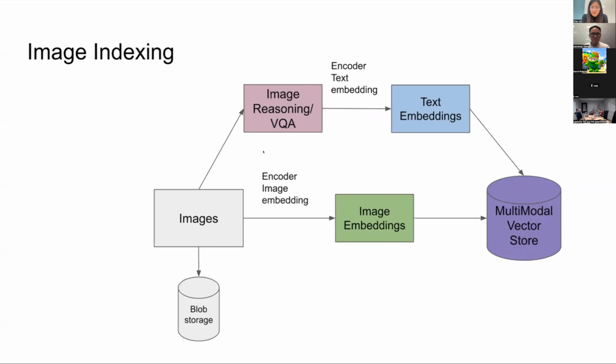You can also use an image embedding model to generate a native image embedding and put that into a vector store. We won't cover that today, but basically there are multiple ways of indexing an image and retrieving that image based on different types of generated embeddings.